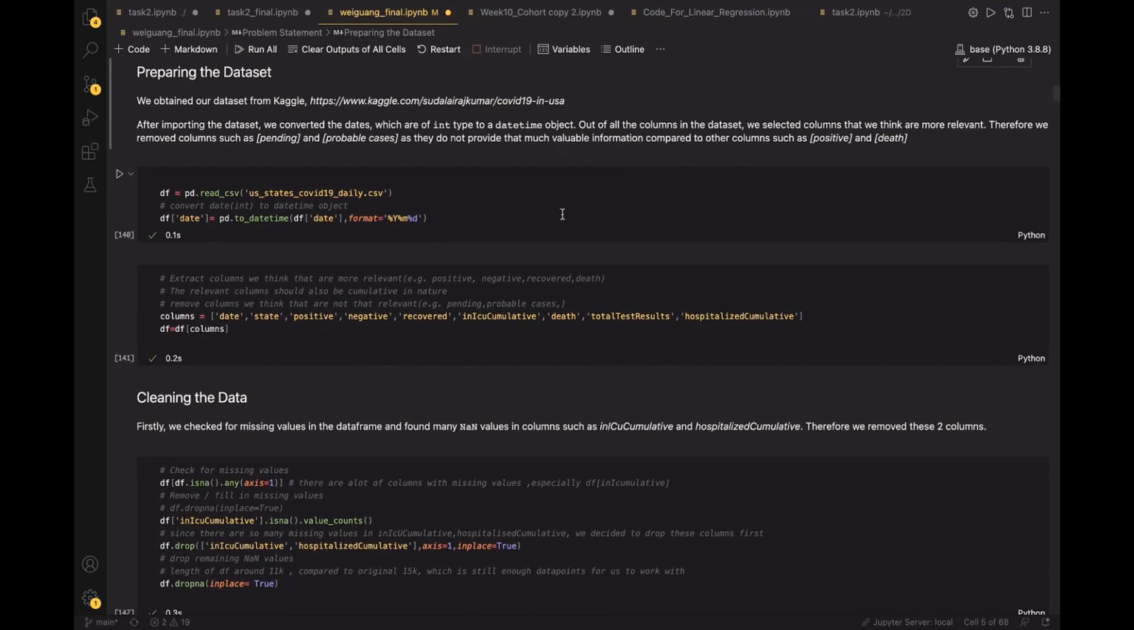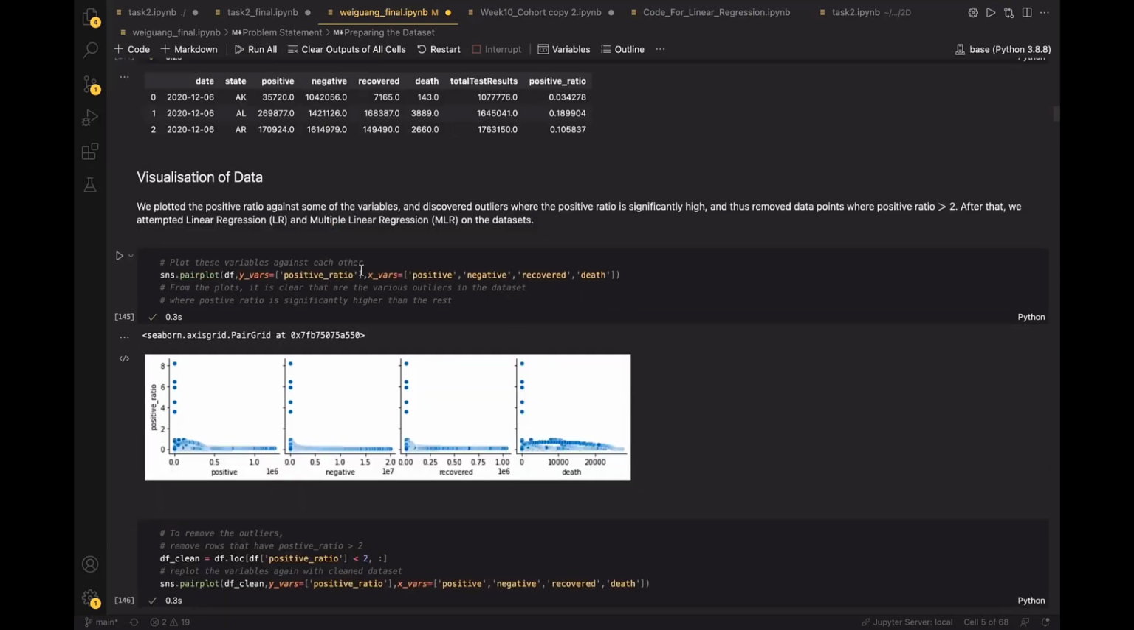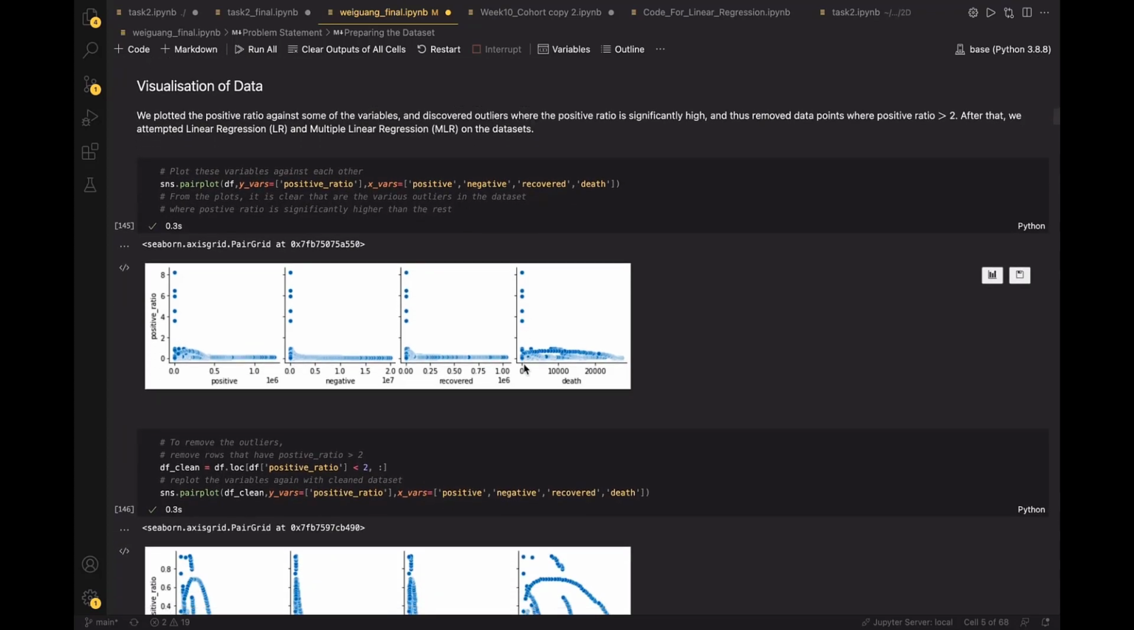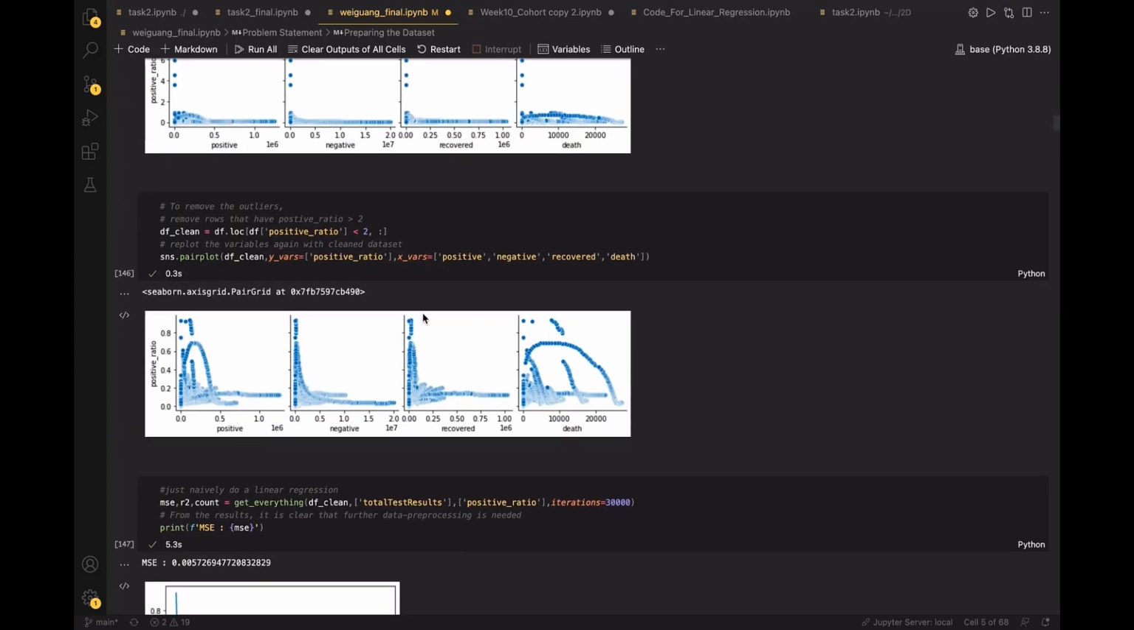and to understand the spread of the virus. After we obtain the data set from Kaggle, we filter out the invalid values and we plot a graph for the positive, negative, recovered, death to the ratio, the positive ratio, which is our target. We then remove the outliers, which is the ratios that are greater than 2.